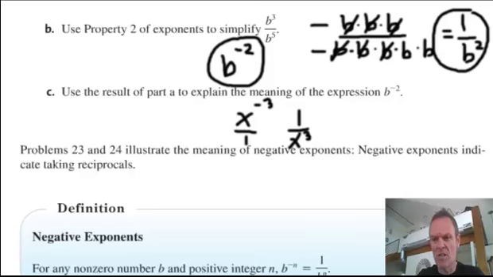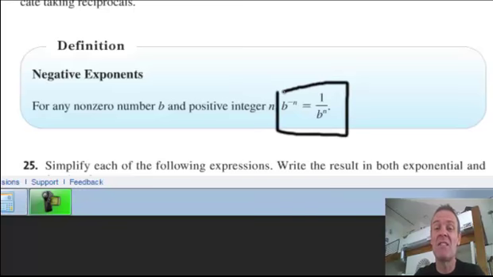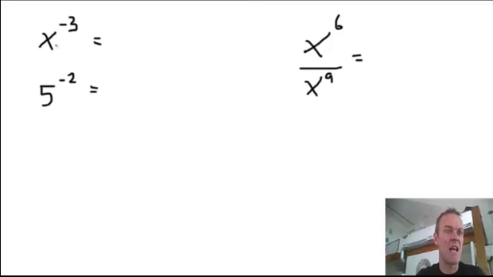So let's have a look at some definitions on here. And here it is from the book, okay? There it is. You've just flipped the thing upside down. You can think of it like that. Some examples. I've done that one already. x to the minus 3 is 1 over x to the positive 3.